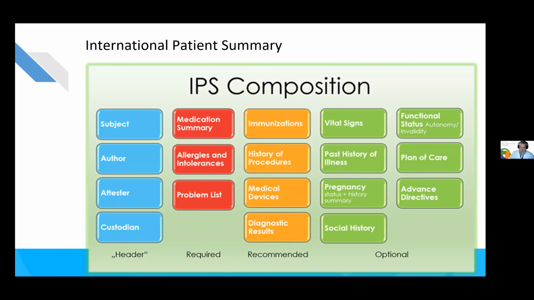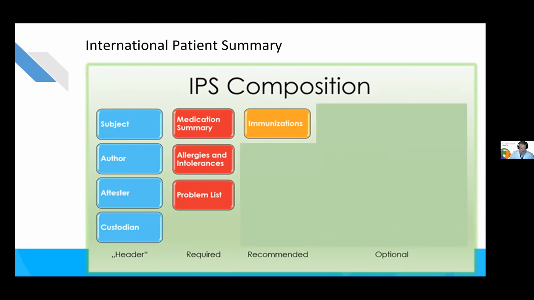Talking about IPS, taking into account the IPS composition, we have to choose in this first scenario which of the recommended and optional parts we are going to use. We chose to use immunization because we have a very high use of immunization and it is very centrally controlled in Argentina, so we decided to include it in our first phase of IPS adoption and implementation. So we have medication summary, allergies and intolerances, and problem list that are required, and we introduce immunizations as recommended in our first phase of IPS development and implementation.